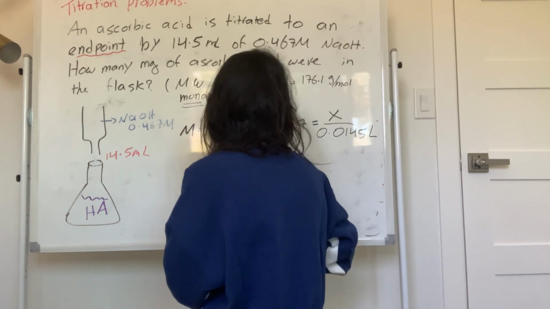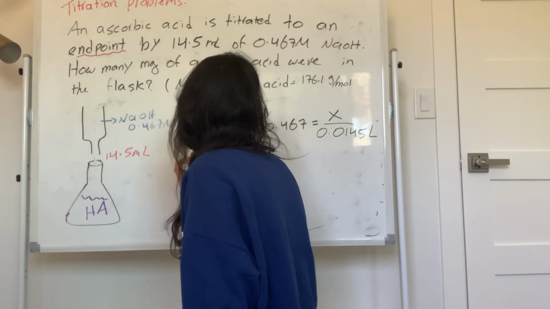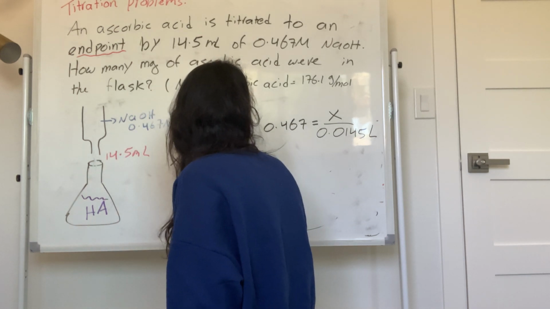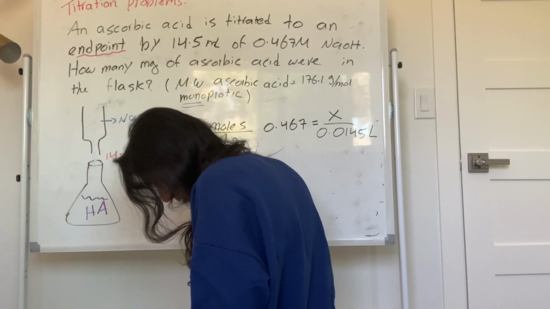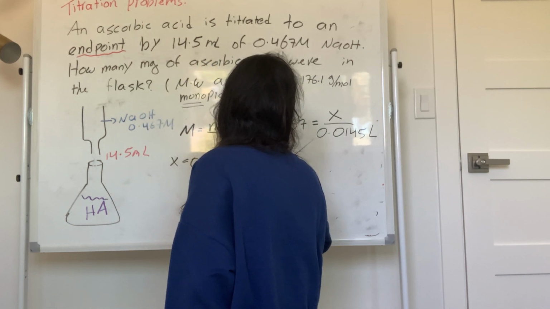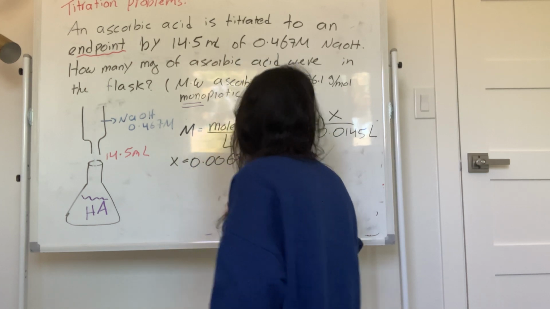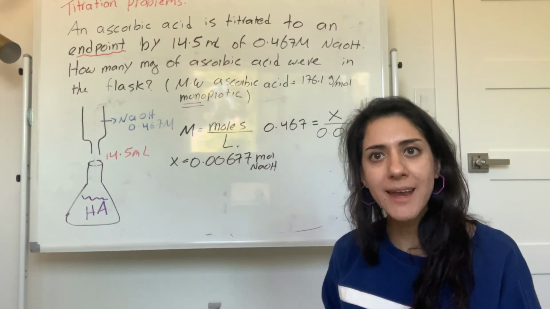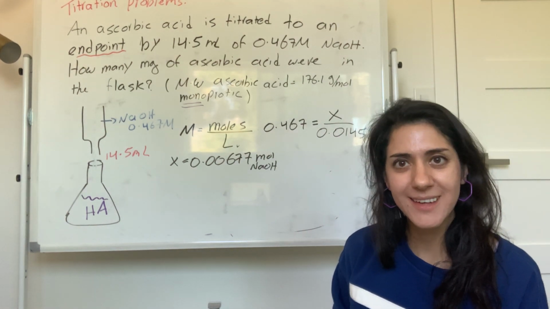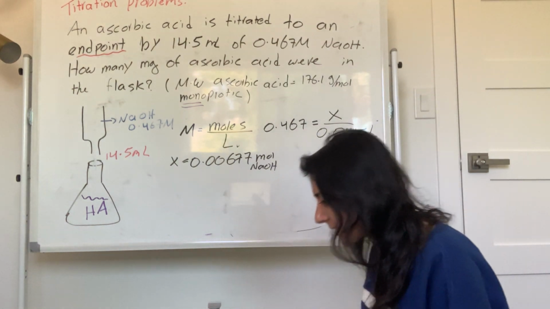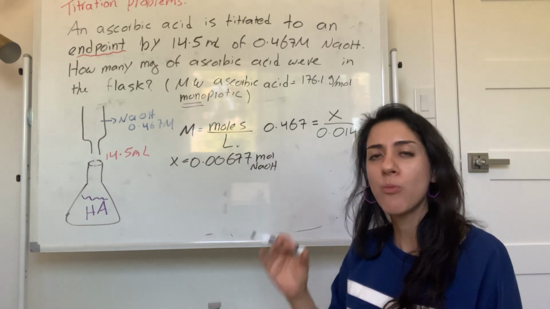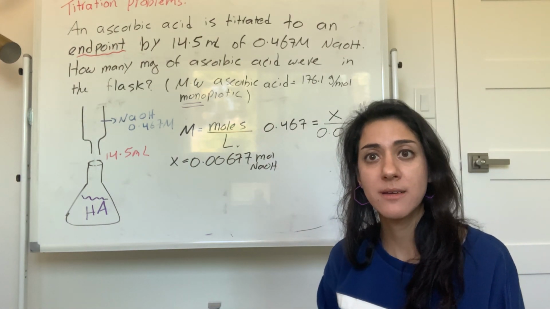Okay, so now I find out what X is, and let me see what I get for X. For X, I get 0.00677 moles of NaOH. Okay, so I figured out how many moles of NaOH I added before it turned pink. That's great, but what I'm looking for is acid. Now we said this is a monoprotic acid, so what this means is I added 0.00677 moles of NaOH, and then it turned pink.